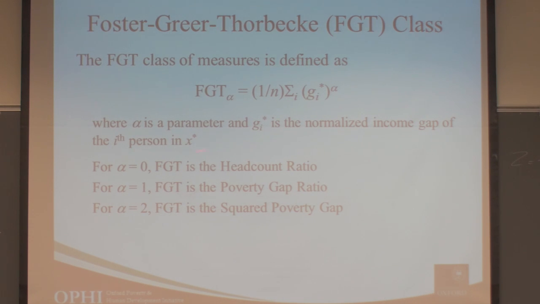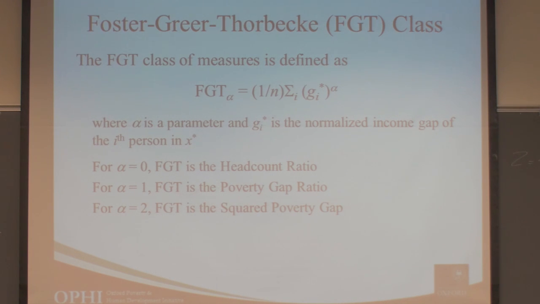So when alpha is a particular parameter, the FGT class can be written this way. When alpha equals 0, it becomes the headcount ratio. When alpha equals 1, it becomes the gap. When alpha equals 2, it becomes the squared gap. Okay, that's all about the summary of what we see, the summary for the three measures.